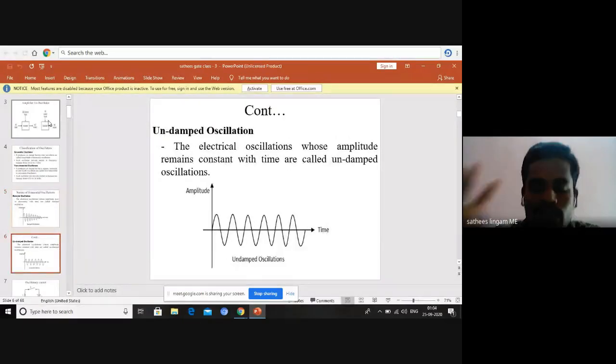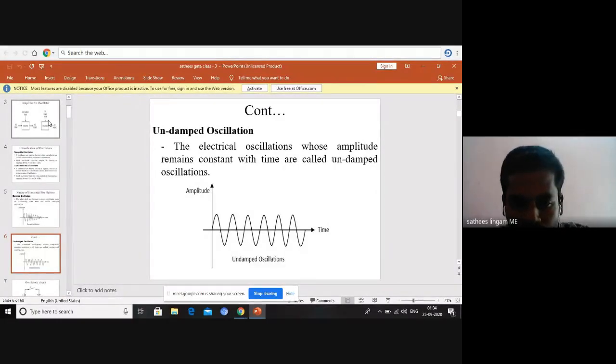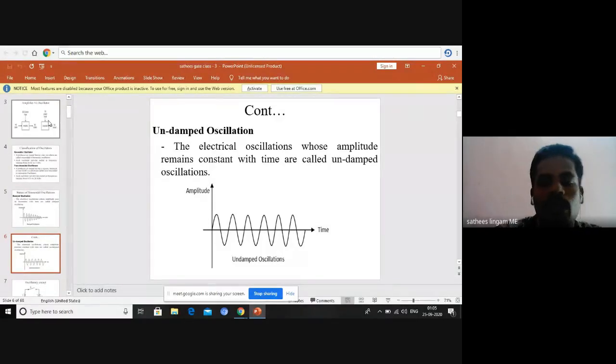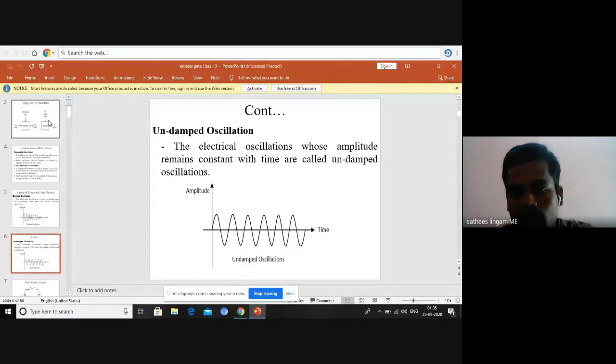This is what we require: undamped oscillation. Here you can see the amplitude does not decrease. The parameters of the elements may not be fixed, but if you design according to the tolerance level, it can be achieved. But 100% exactly undamped oscillation may not be possible. Electrical oscillations whose amplitude remains constant are called undamped oscillations. This is the only thing we require in our oscillator circuitry.